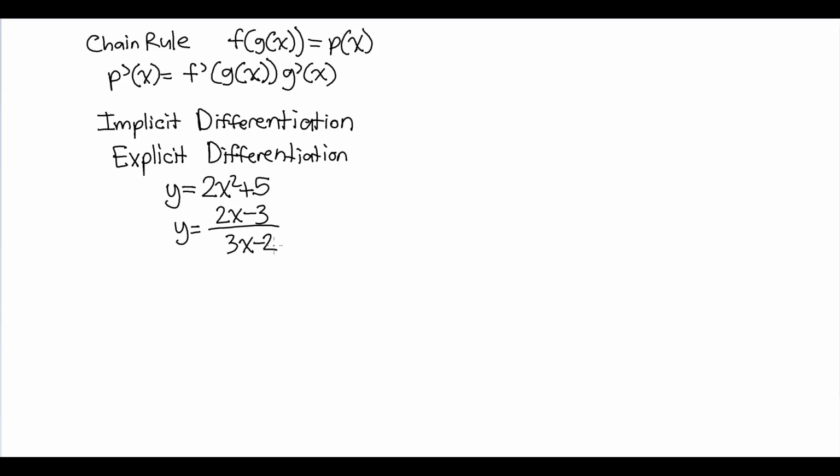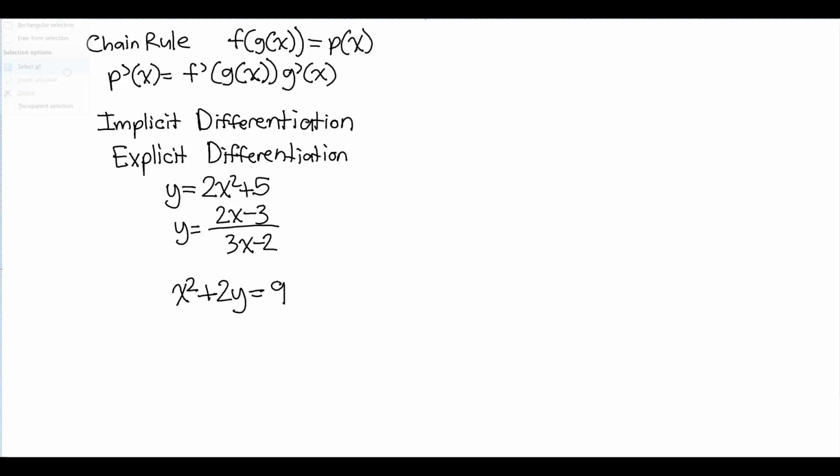Implicit differentiation will help you solve stuff like x squared plus 2y equals 9, where the x's and y's are mixed on one side, and in most cases, the equation will be extremely difficult to solve for y, almost impossible. So we're going to use a trick known as implicit differentiation.